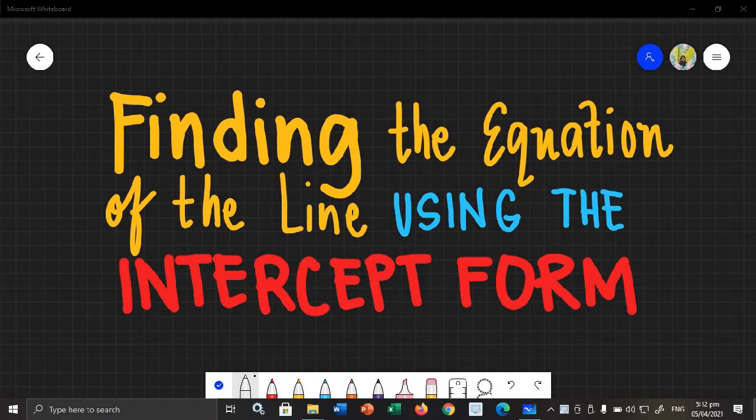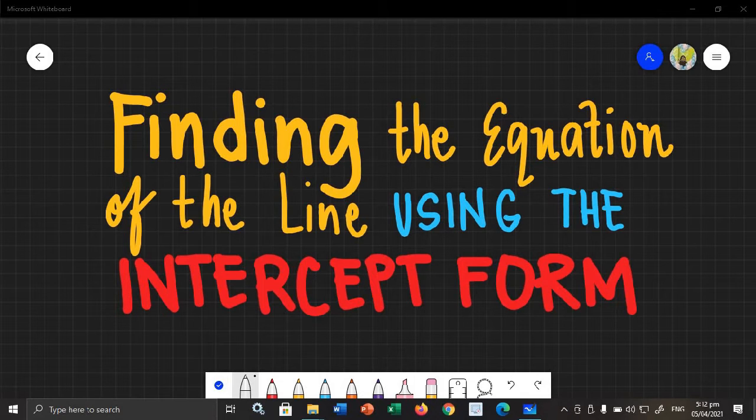For this video, we are going to find the equation of the line using the intercept form. In using this form, you need to make sure that the given is actually the x and y intercept. We will assume that the x-intercept is represented by the variable a and the y-intercept is represented by the variable b. Then we will use the intercept form that I will discuss later on, and we need to transform the equation into the standard form of linear equation, which is ax plus by equals c.